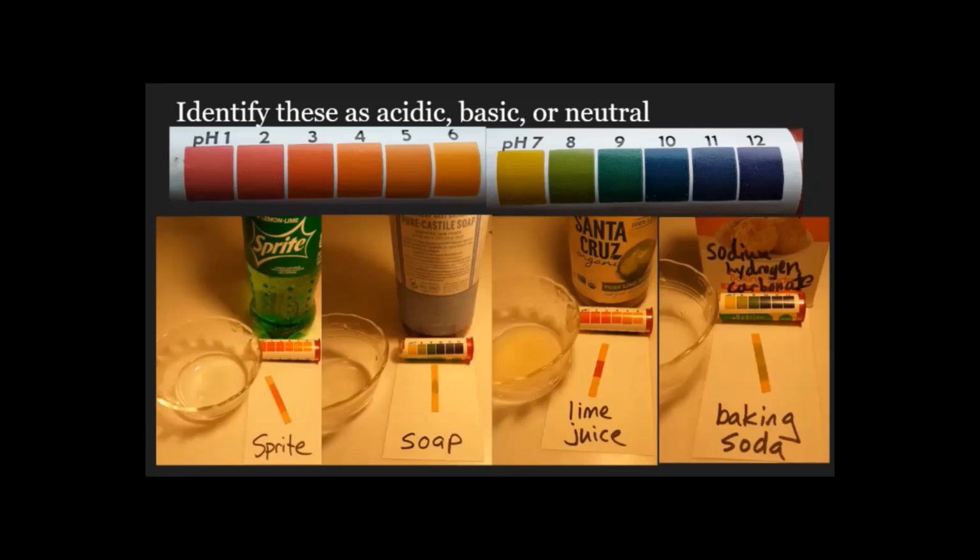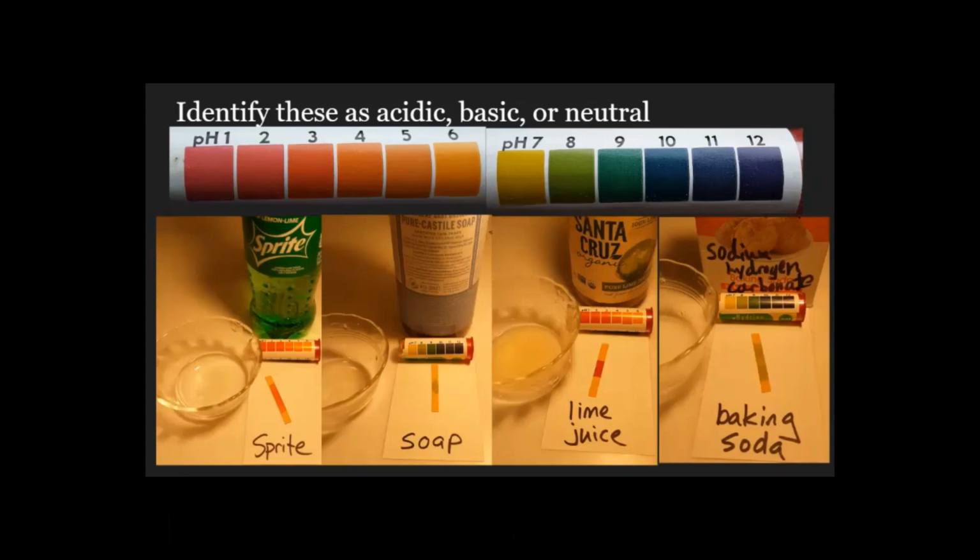Okay, so let's look at a bunch of other things. We've got pop right here. So we got some Sprite. And the Sprite, notice, it's pretty pink there, so that is in the acid range. So everything on this side is an acid. Everything on this side is the base. So we got soap is a green. That was right in here.